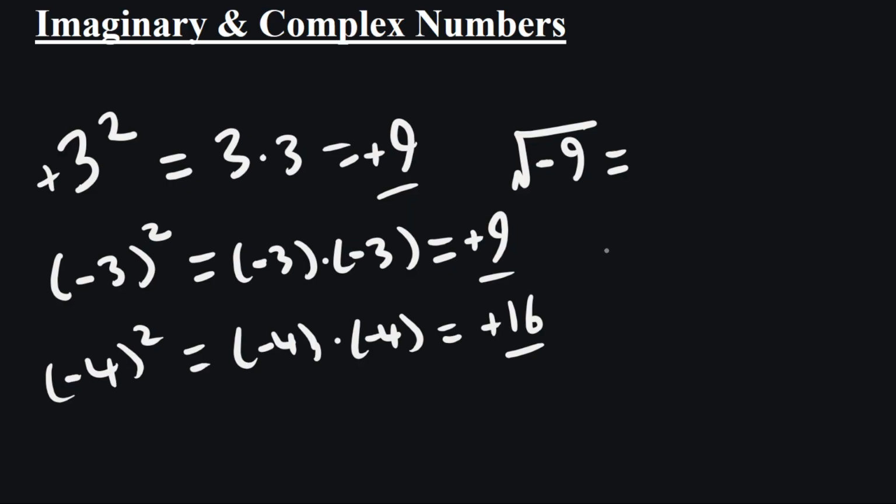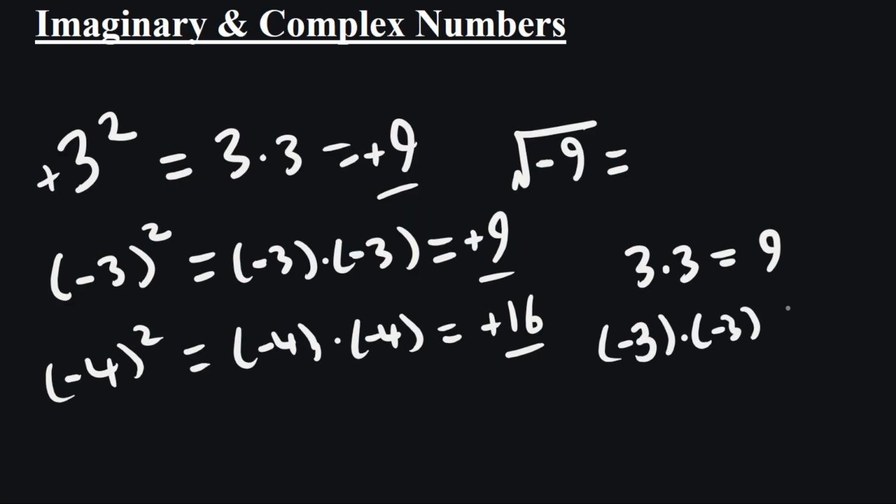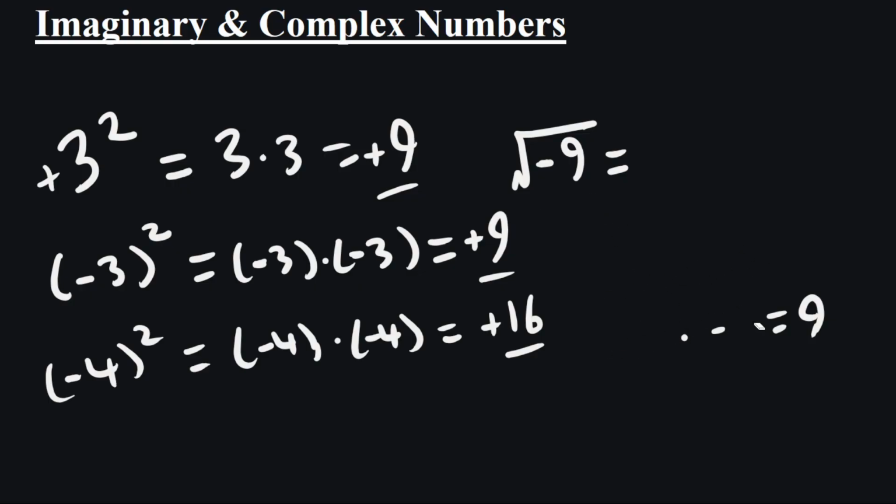Well, we know that 3 times 3 gives us positive 9. And we know that negative 3 times negative 3 will still give us positive 9. So it doesn't really seem like we could figure out the square root of negative 9. Well, let's try to break it down even further.